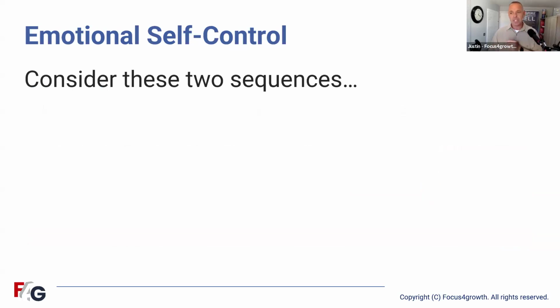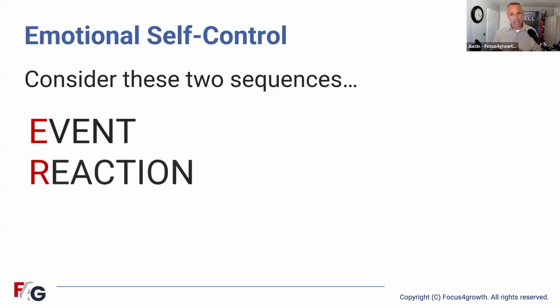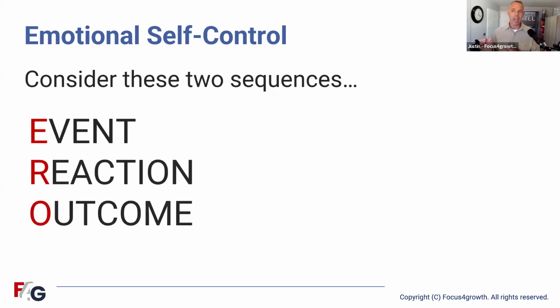We consider these two sequences. The first one is that something happens, the event happens, let's say someone raises an objection, okay? And then we react to that objection, and the reaction that we have causes an outcome, i.e. the customer thinks, well, he clearly gets this a lot. There's clearly a problem here, and it almost solidifies the objection in the customer's mind.